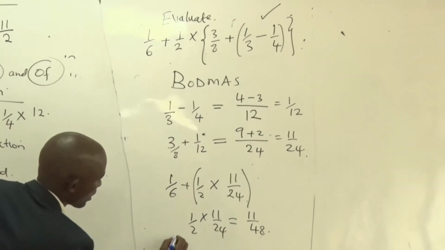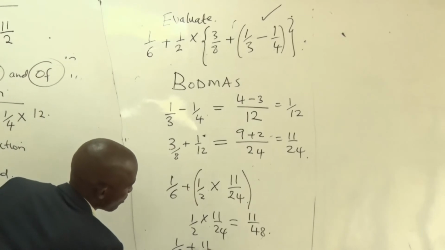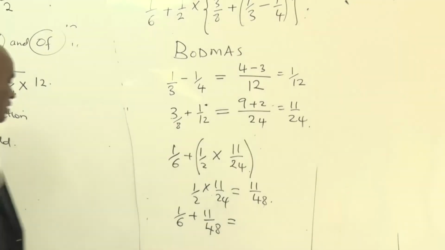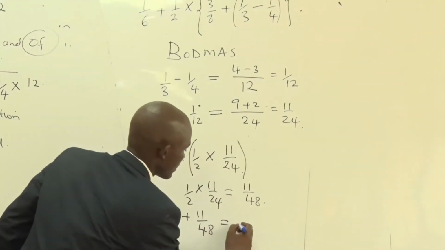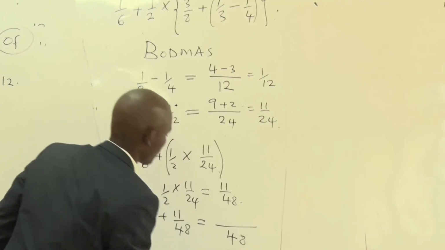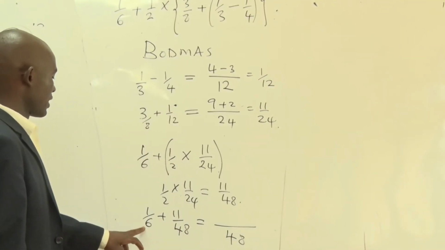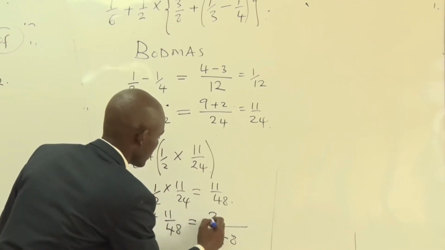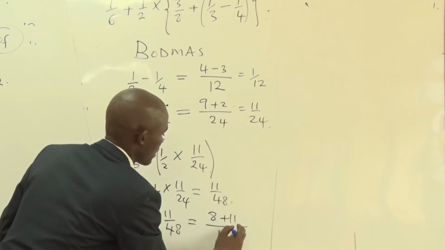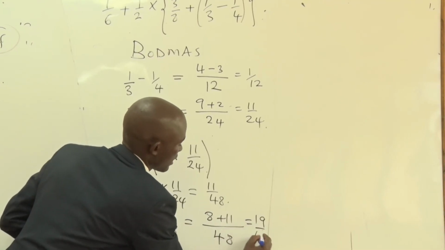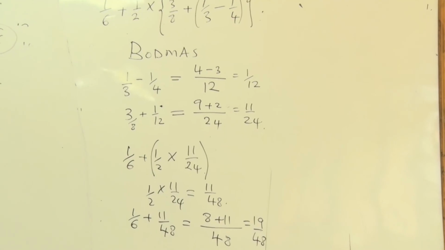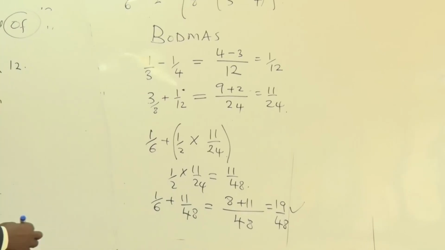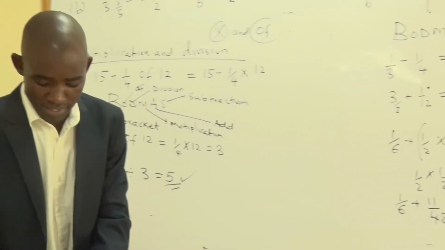So finally you will have 1 over 6 plus 11 over 48. Remember, 6 can go into 48, so our LCM is 48. 6 goes into 48 8 times, 8 times 1 is 8, plus 11. So the answer becomes 19 over 48. 19 over 48 is the answer to this particular expression. So that is how we are supposed to handle that.